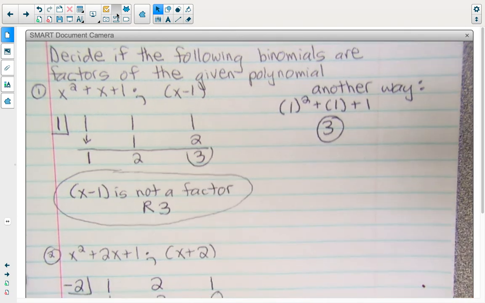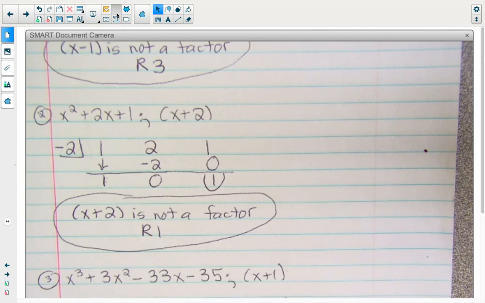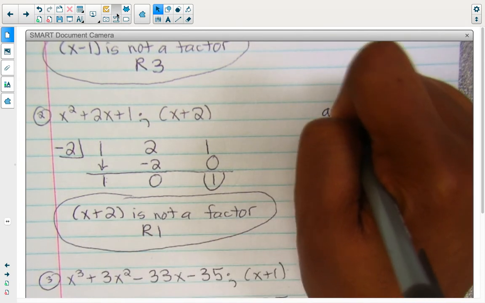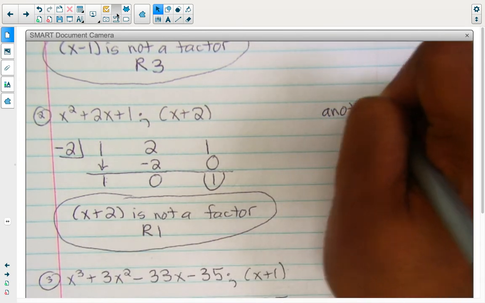So let's go through and do the second one so you can see that you're going to get the same answer. So this is another way of getting to the same answer.